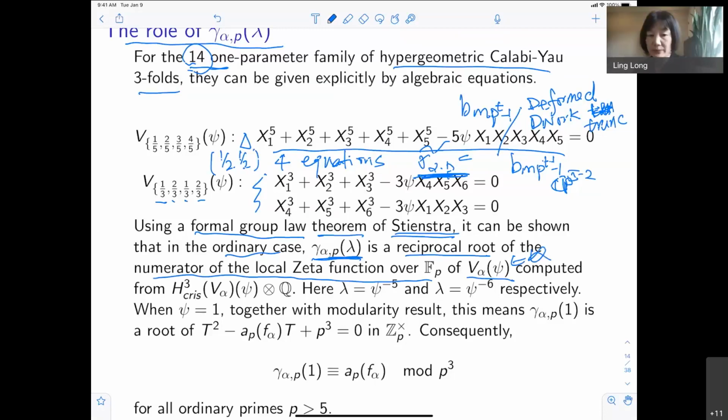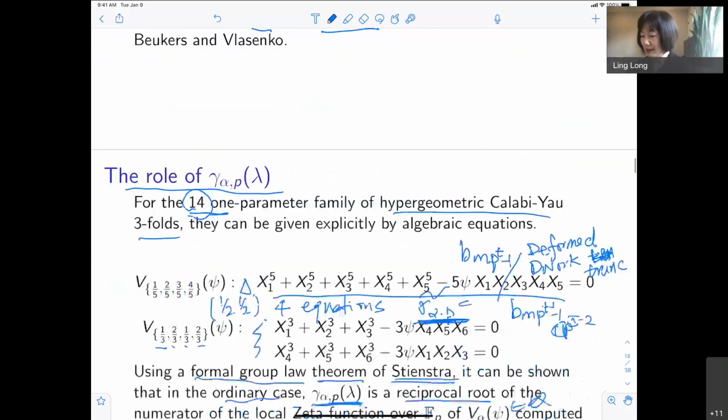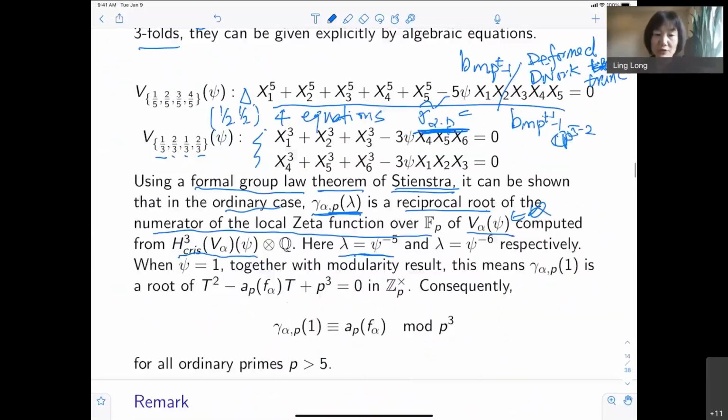For example, it's computed from the crystalline cohomology, the third crystalline cohomology. So that actually immediately tells us that what we are looking at, the p-adic unit root from Dwork, through this connection is all of a sudden connected to the local zeta function.